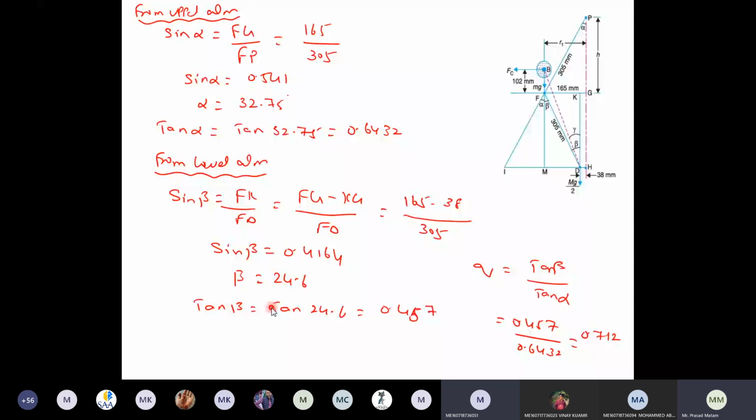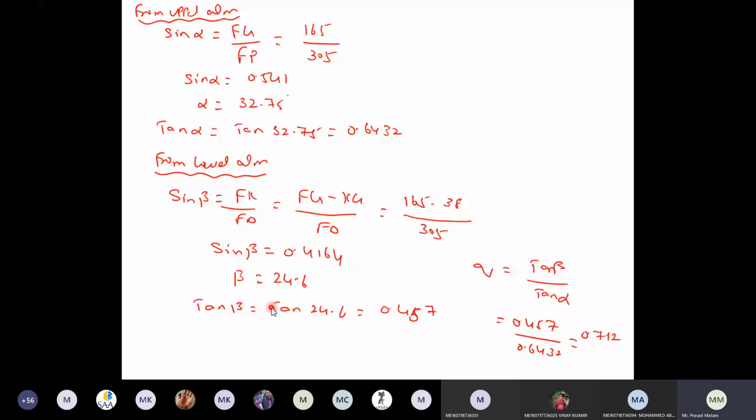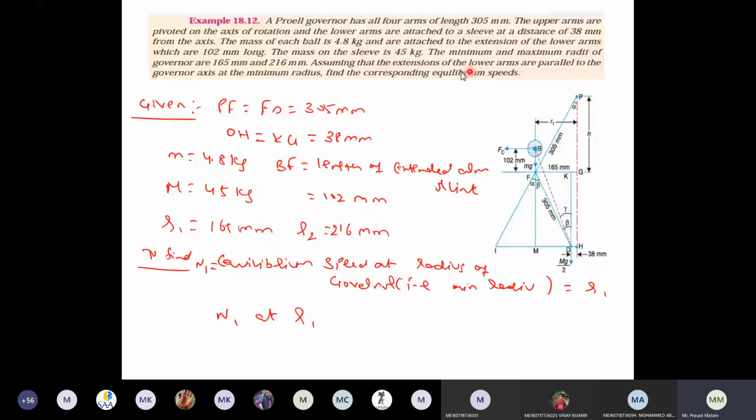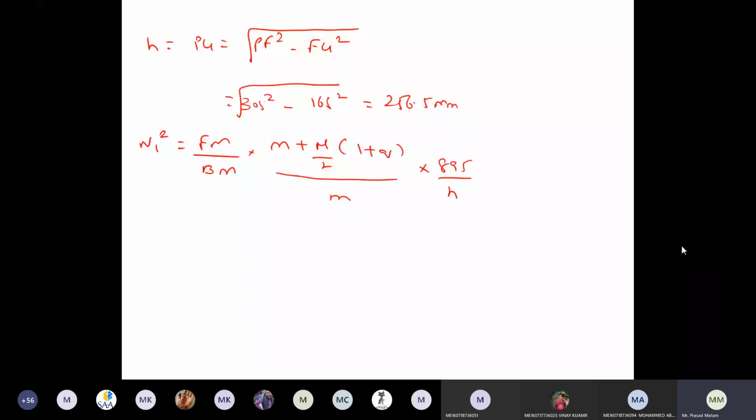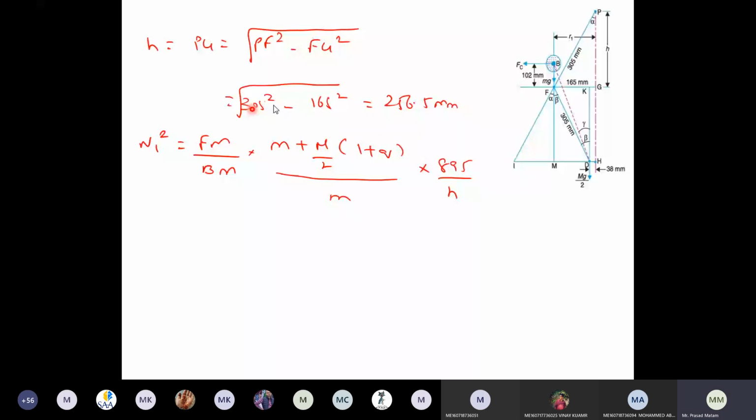If upper arm is equal to lower arm, we don't go for finding the angles. But what the question says is: assuming the extension of the lower arm are parallel to governor axis. This means the lower arm is equal to the governor axis, and from that we need to find, so automatically the angle will change. So now try to find FM and BM values.